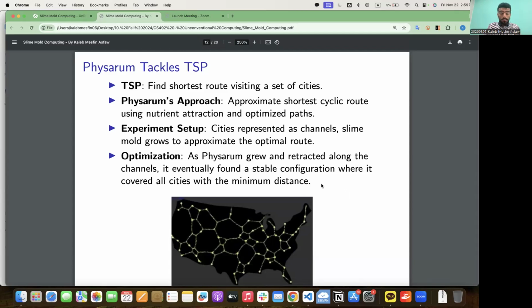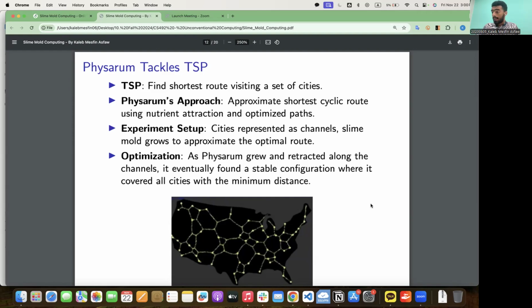And the very famous problem in computer science, the TSP, the traveling salesman problem, is finding the shortest path which spans the entire set of cities. It's very important to, let's say, come up with optimal railway routes, so we approximate the shortest cyclic routes between the cities. How do we abstract that for the slime mold using nutrient attraction?